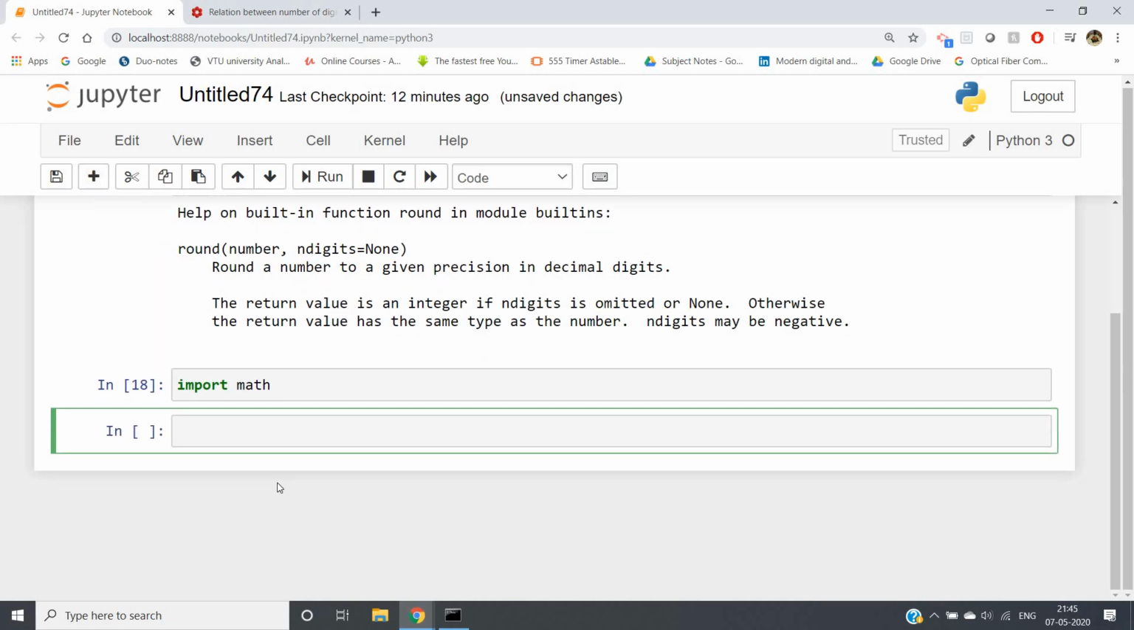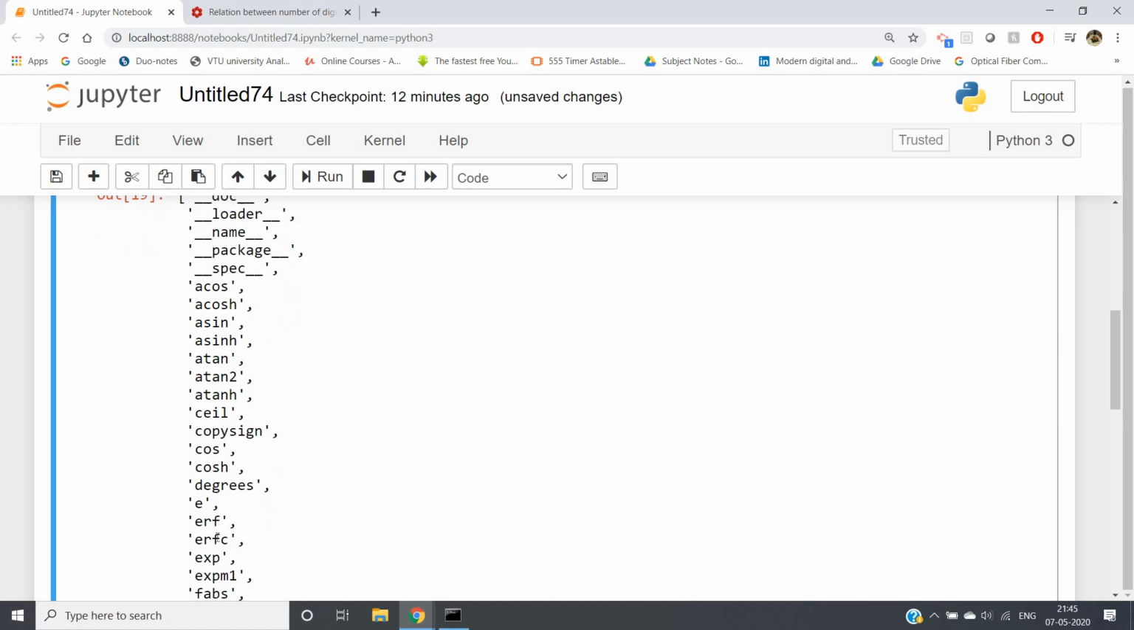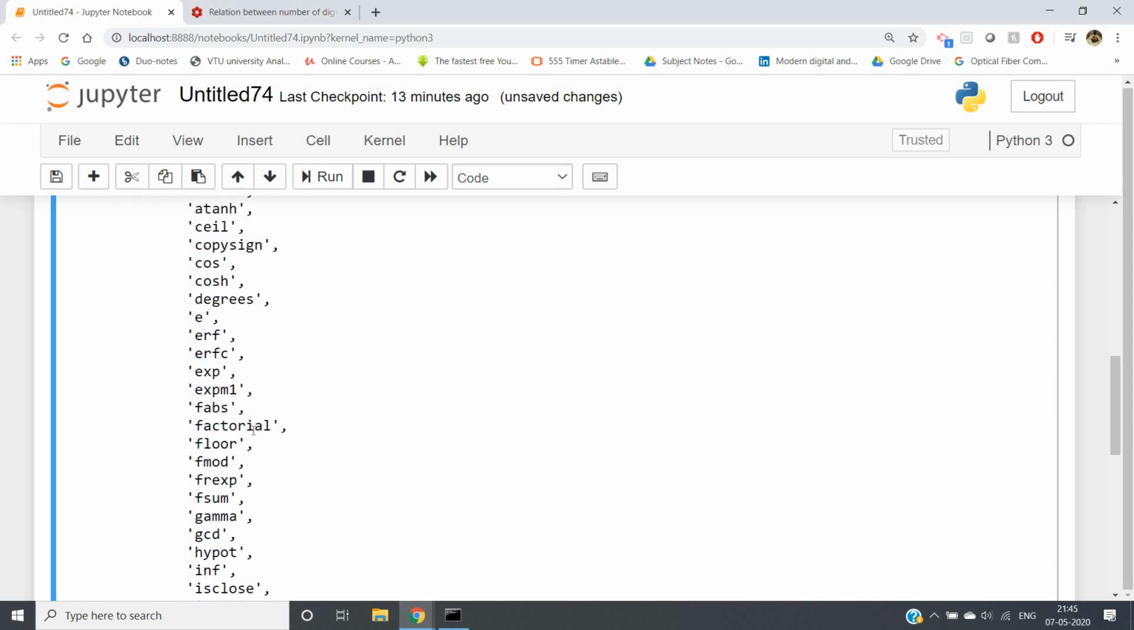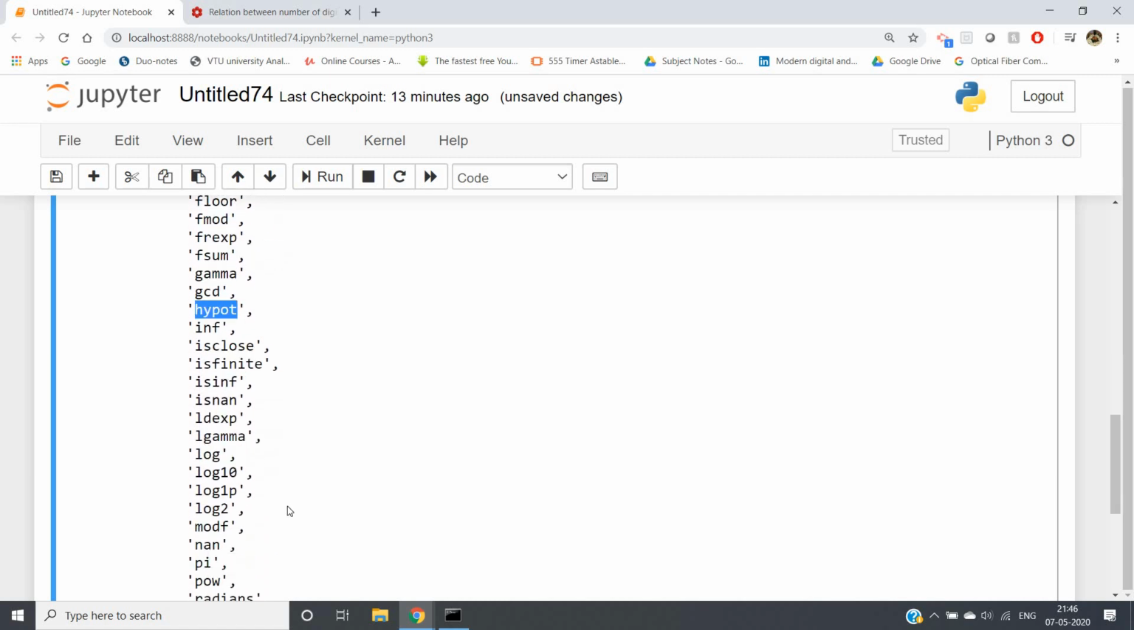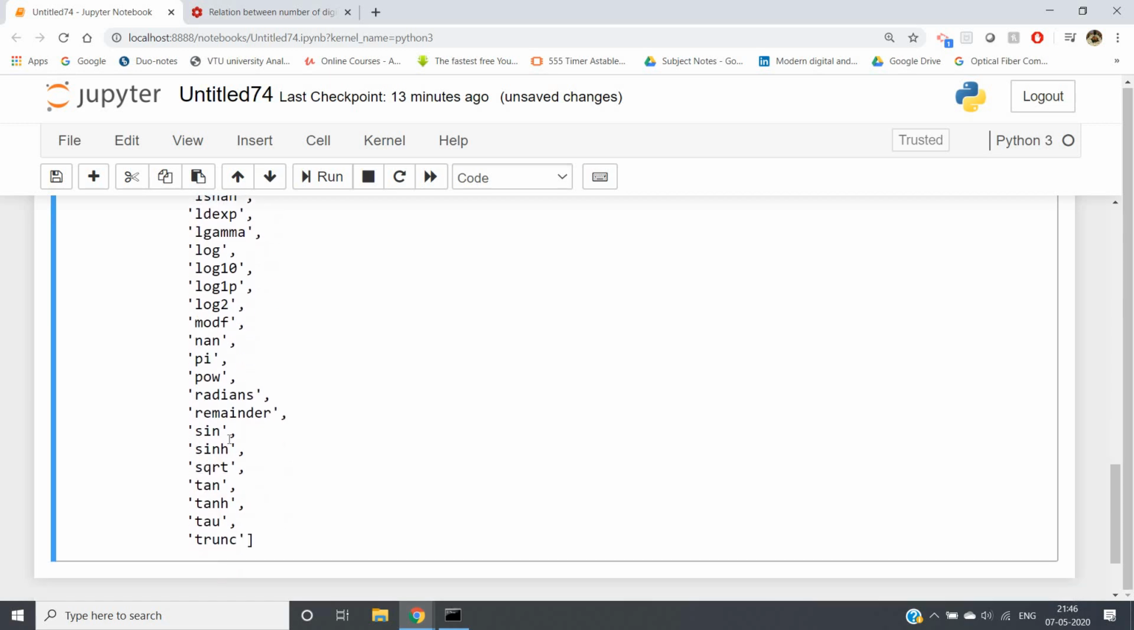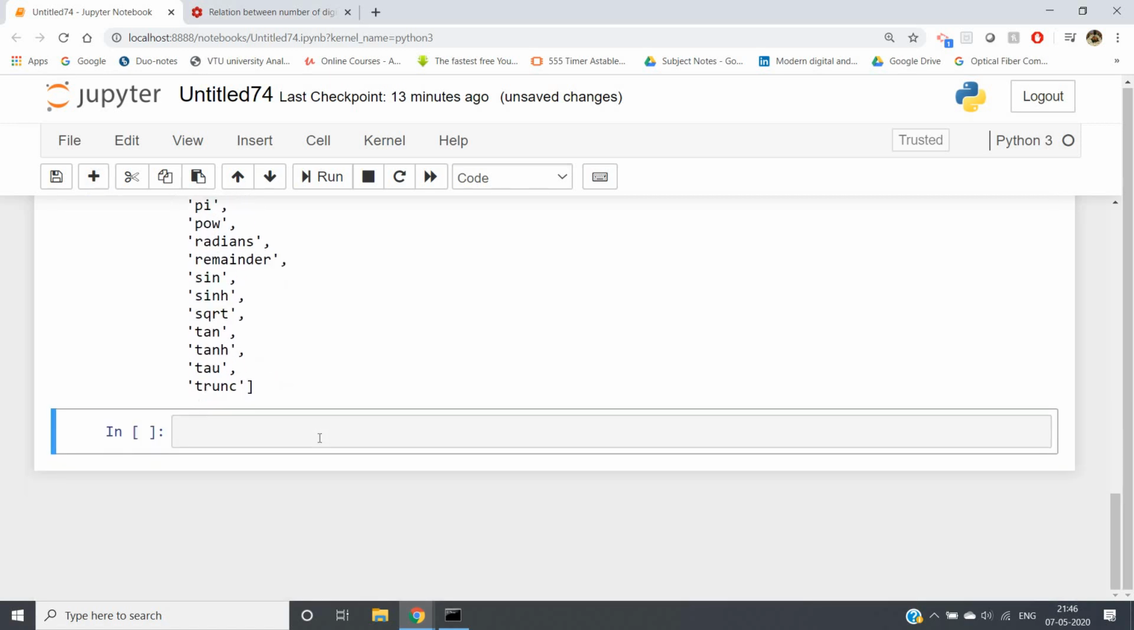Now what are the functions? If you want to check, you need to write dir(math). If I hit enter, I'll be getting lots of functions available in the math module in Python, like float, exp, erfc. This is very important for digital signal processing and digital communication system courses. For communication engineering students, erfc is a very important function. We calculate the probability of bit error using this erfc. Anyway, gcd is also available. Log is available, pi is available, sin, tan, cos, all these things are available. Okay, let us directly go one by one.